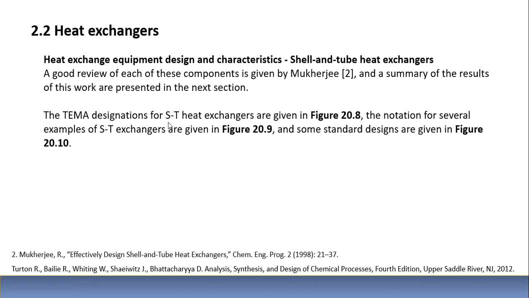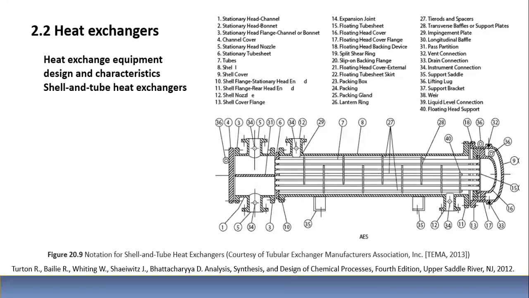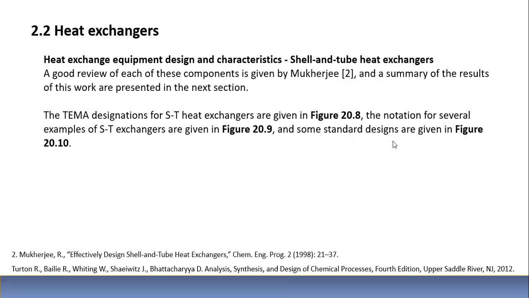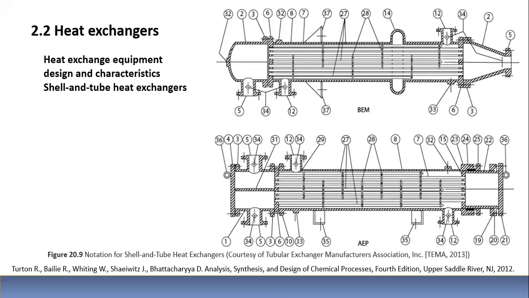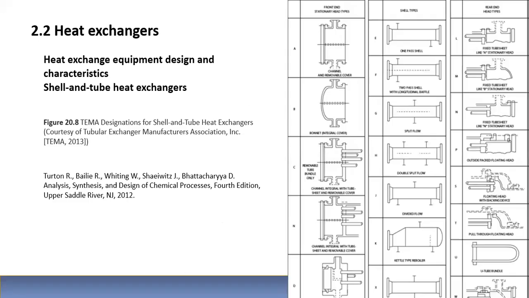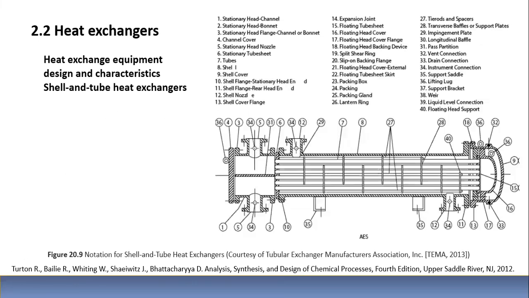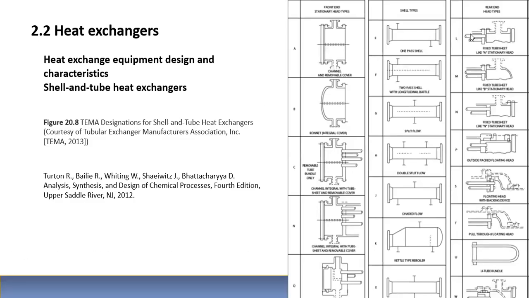The TEMA designation for shell and tube exchangers is given in figure 20.8. Eso es lo que vamos a ver acá. The notation for several examples of shell and tube exchangers is given in figure 20.9, que es la de acá. And some standard designs are given in figure 20.10, que la vamos a ver a continuación. 20.10. Ok, vamos viendo.